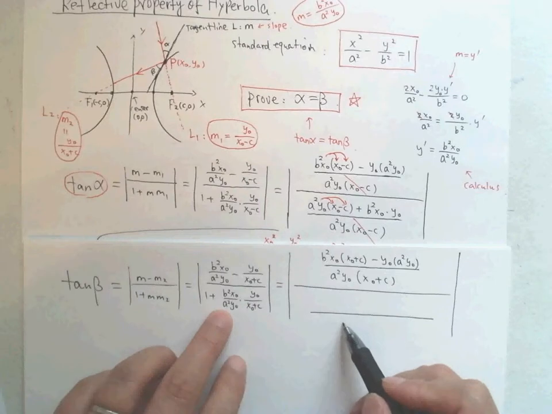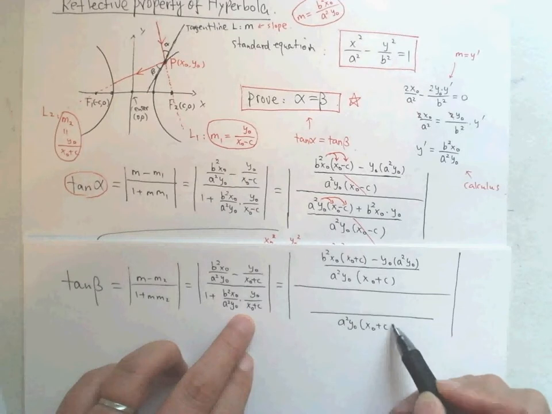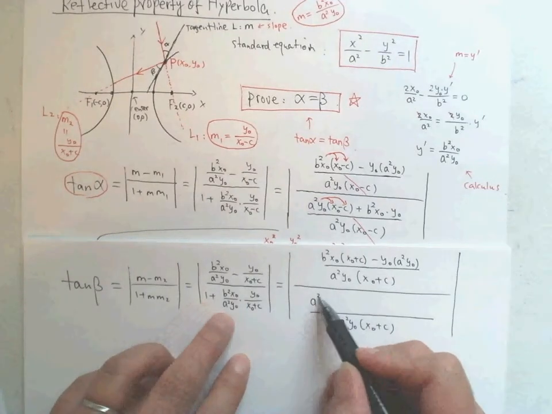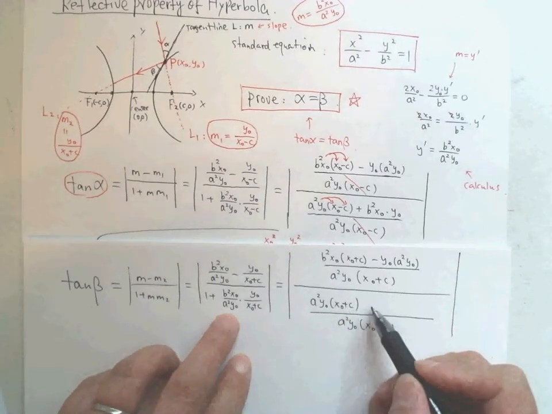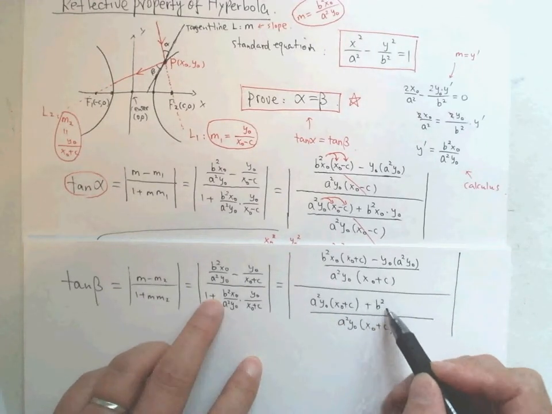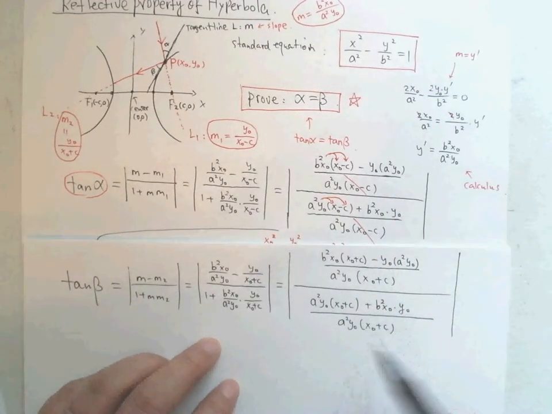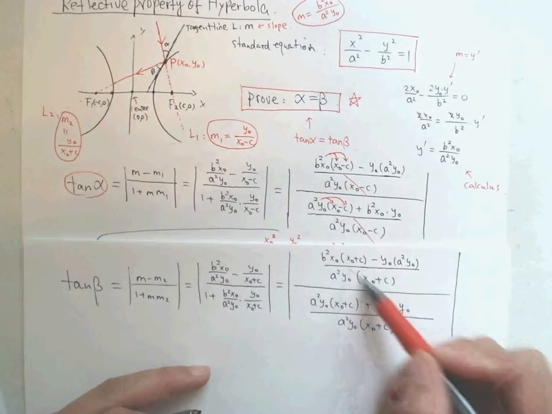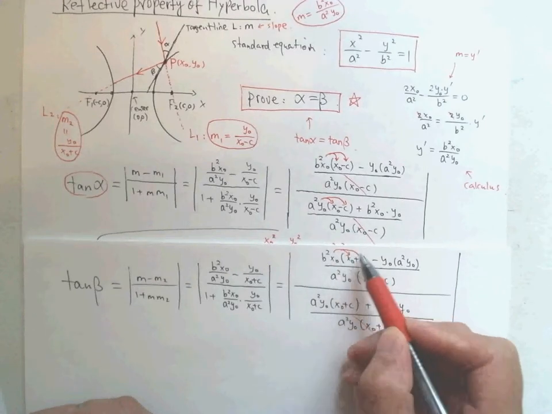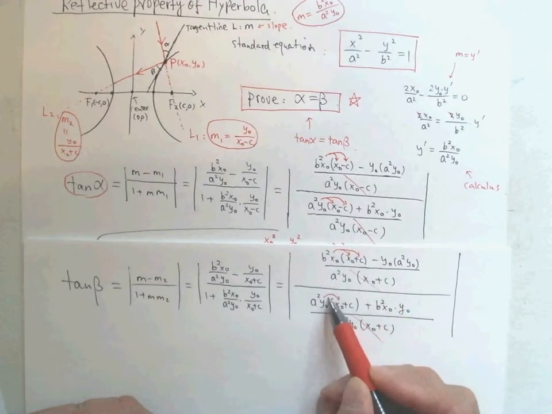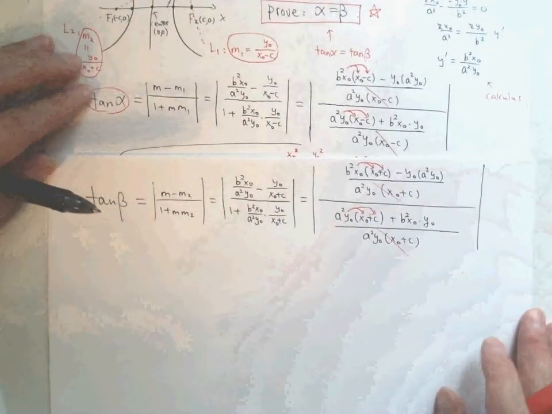So the bottom is longer. It is a square y0 times x0 plus c, and the 1 means a square y0 times x0 plus c over itself, which is 1, and then plus b square x0 times y0. See, very similar. Another step, we cancel this term and this term, which are the same, and then simplify by distributing.